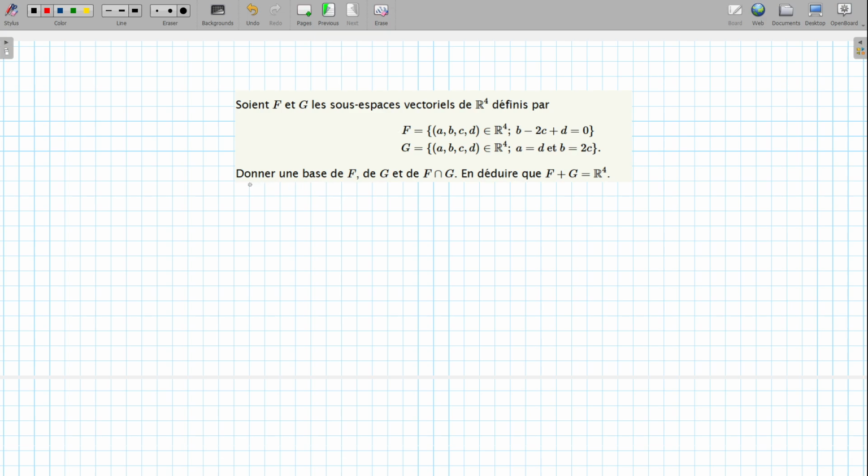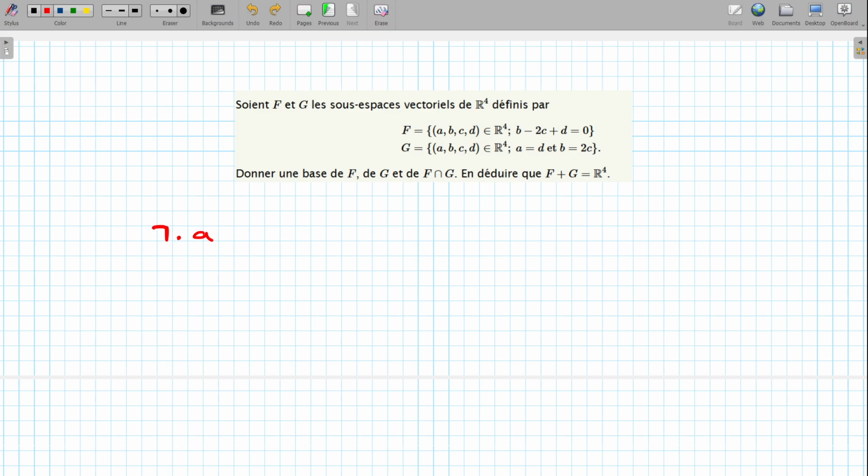Then the first question here is saying, donnez une base de F, de G et de F inter G. On déduit que F plus G est égal à R4, like so. Bien. So in the first exercise, we're supposed to give a base of F. So I'm going to say this is 1A, like so.